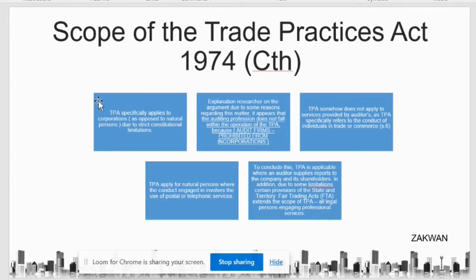Next, the TPA applies to natural persons where the conduct engaged involves the use of postal or telephonic services. To conclude this, TPA is applicable where an auditor supplies reports to the company and its shareholders. In addition, due to some limitations, certain provisions of the State and Territory Fair Trading Acts (FTA) extend the scope of TPA, with all due respect, to all legal persons engaging in professional services.